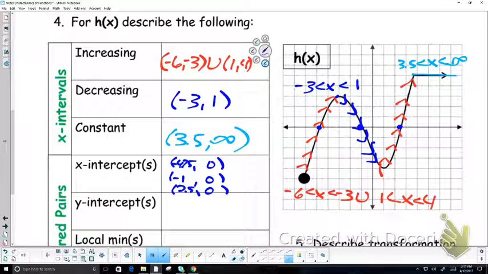So x-intercepts are every time it crosses the x-axis, so the y-intercept is going to be where x is 0. Where does that happen in our graph? We have one place right here. What's that y value about? Negative 2. You want to go with 2.5? That's fine.